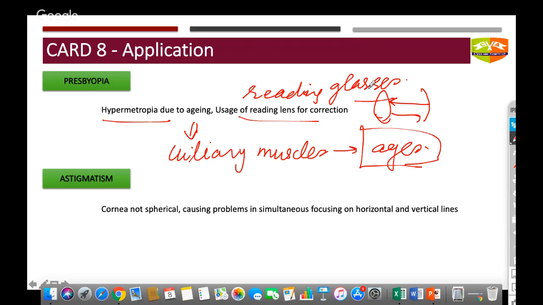Now let me move to astigmatism. Now what is astigmatism? When the cornea is not spherical, and it is curved differently in different directions, then what will happen? Simultaneous focusing on horizontal and vertical lines becomes very difficult. That condition is known as astigmatism, and this can be overcome by using cylindrical lenses.